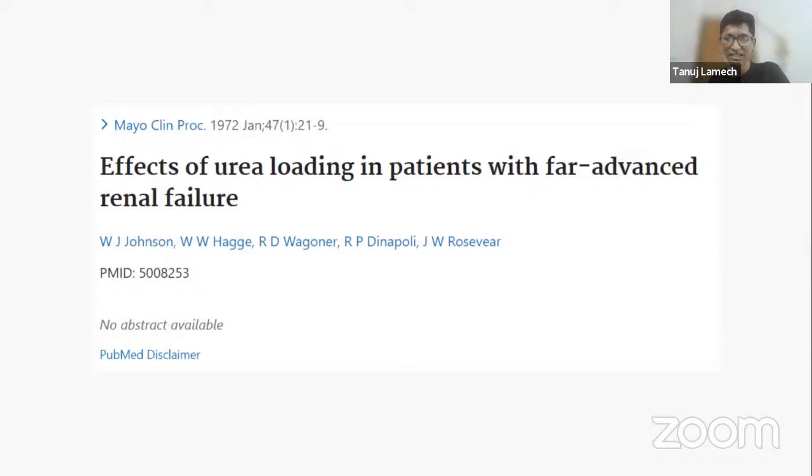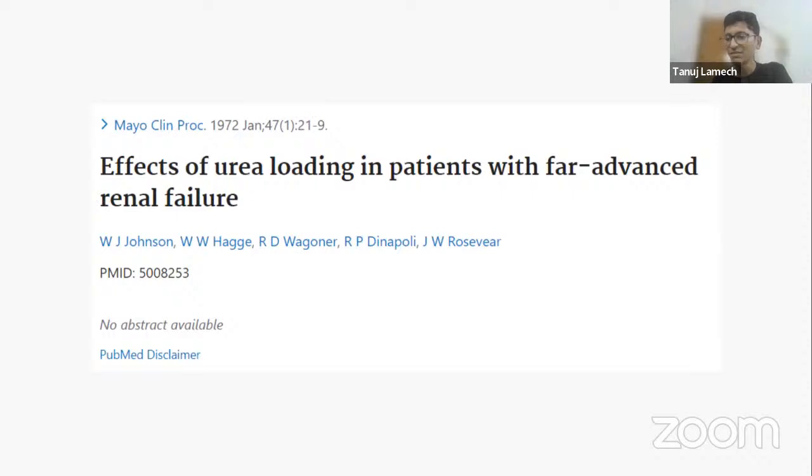Why is this important, and how do we know that urea is actually not that important in the syndrome of uremia? Because in this paper from 1972, they were dialyzing people and they added urea to the dialysate. So they were giving them dialysis, but they maintained the blood urea levels very high, to the tune of 150 to 300 milligrams per deciliter. So they didn't allow the urea to come down, but they gave them dialysis anyway.